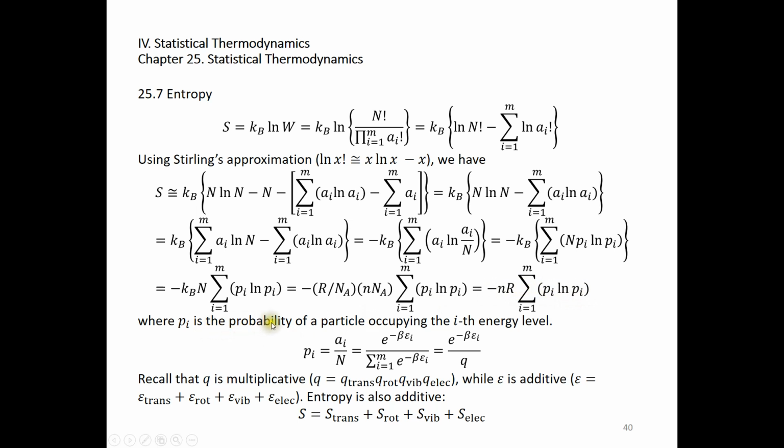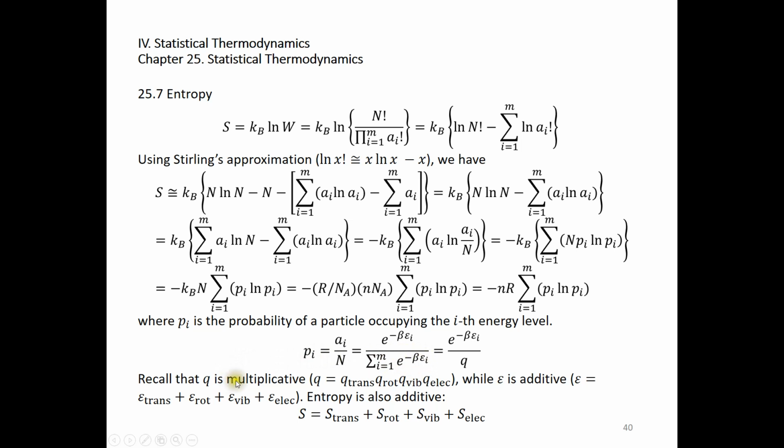p_i is the probability of a particle occupying the ith energy level. p_i is a_i over n. p_i is e to the power of negative beta epsilon i over the sum of e to the power of negative beta epsilon i. p_i is e to the power of negative beta epsilon i over q, where q is defined to be the sum of e to the power of negative beta epsilon i.